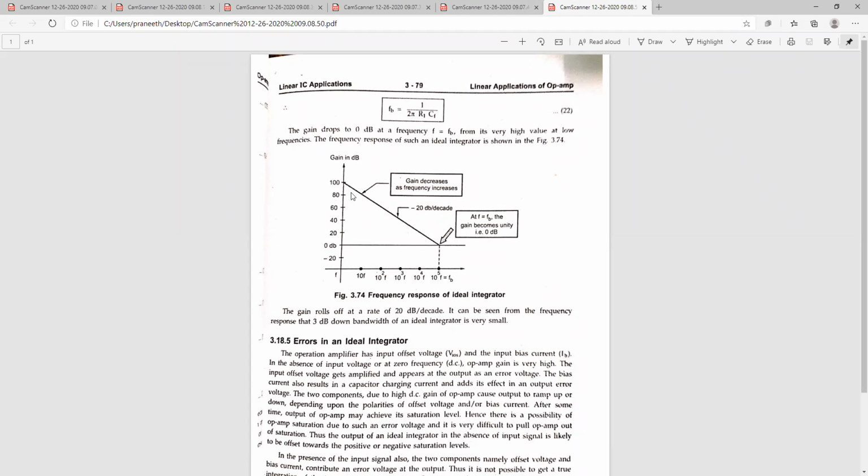This is how the frequency response curve we get for an ideal integrator. The gain rolls off at a rate of 20 dB. As the frequency increases, there is a fall in my gain until it reaches 0 dB. This is the frequency response curve for the ideal integrator. Hope this is clear for you. Frequency response curve of ideal integrator.